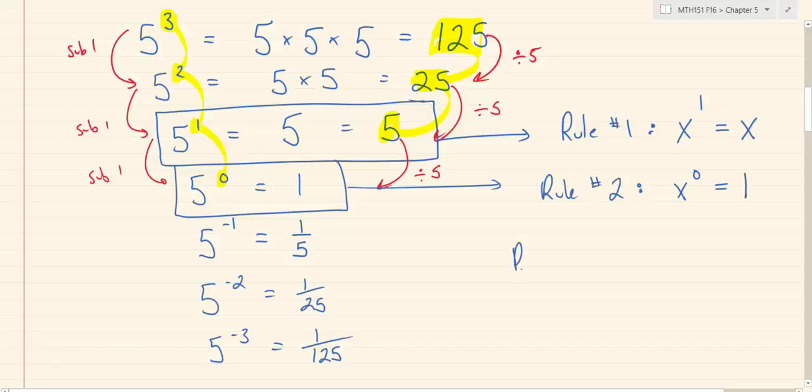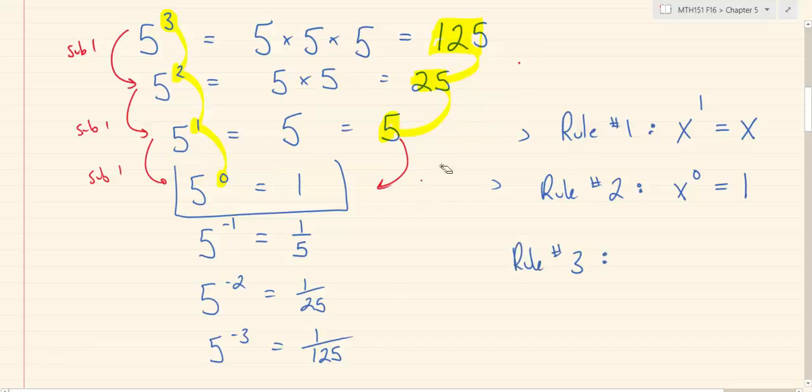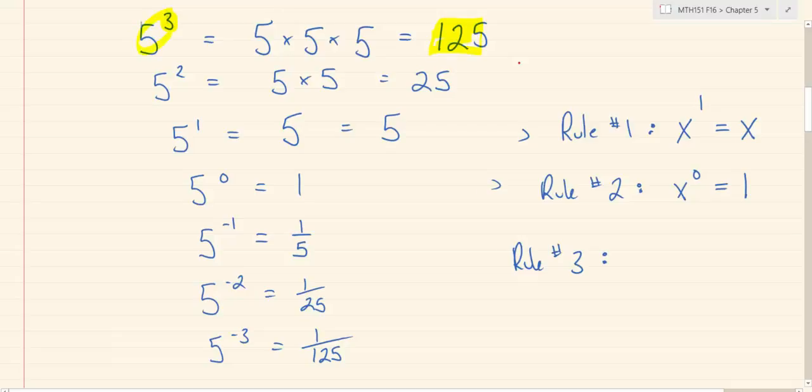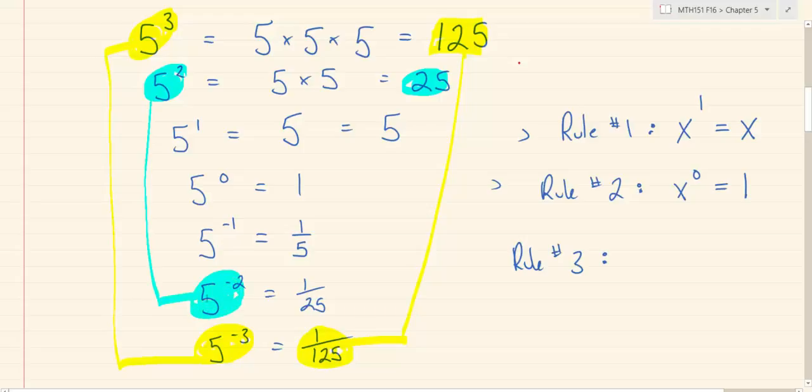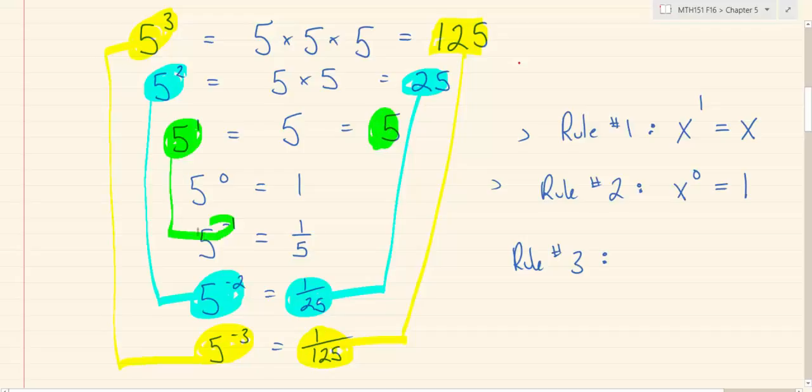Rule number 3 is a little bit more complicated. So I'm going to clear out some of this stuff. 5 to the third is equal to 125. 5 to the negative third is equal to 1 over 125. 5 to the second is equal to 25. 5 to the negative second is equal to 1 over 25. So 5 to the first is equal to 5. 5 to the negative first is equal to 1 over 5.